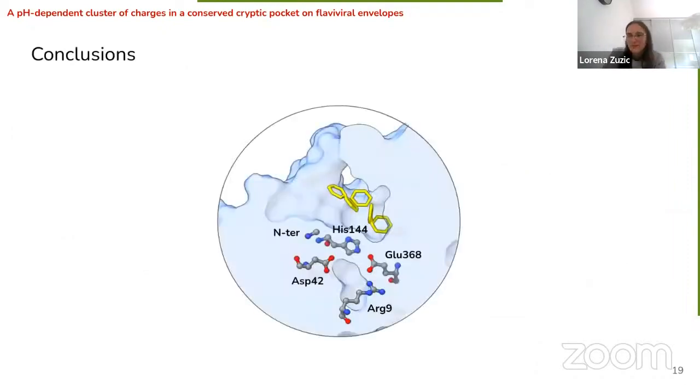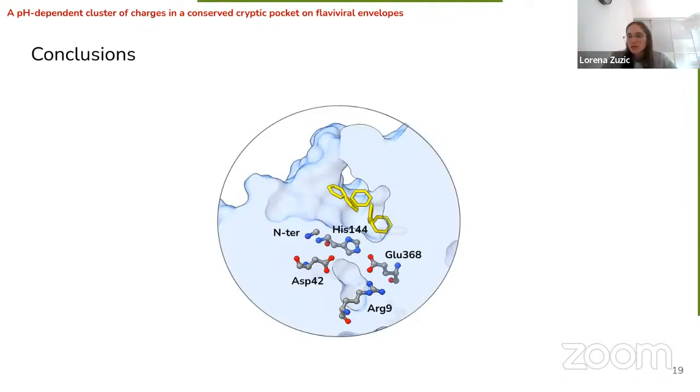So basically, to conclude this entire story, we have this cluster of charges that is found on the domain interface on the viral envelope. It seems to be conserved. And I think what is the most interesting takeaway from this is that we're not talking anymore about only histidines that are pH sensing residues, but it's a histidine that acts in concert with other residues as well.